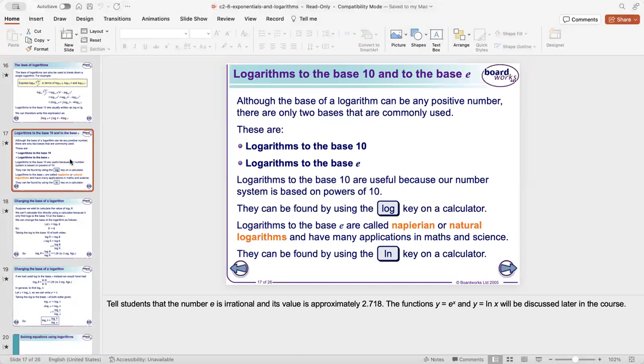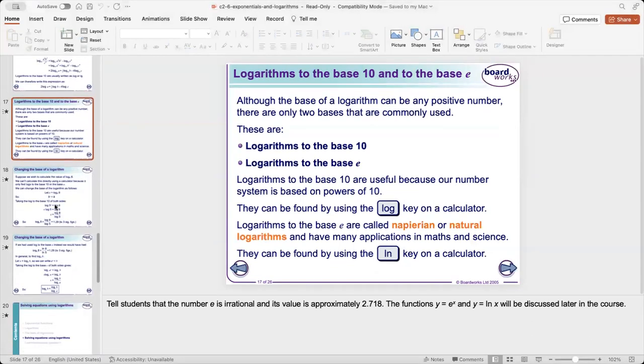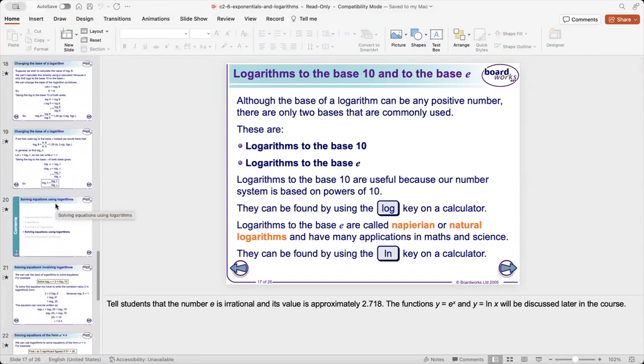Logarithm to the base of 10 and to the base of e. So although the base of a logarithm can be any positive number, there are only 2 bases that are commonly used. So there are logarithm to the base of 10 and logarithm to the base of e. Logarithm to the base of 10 is usually useful because our number system is based on powers of 10.